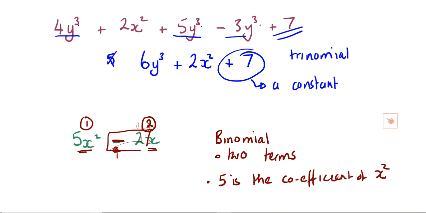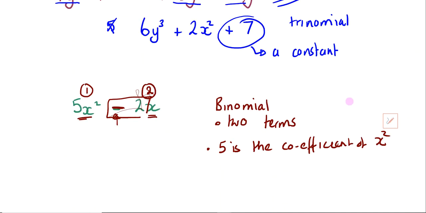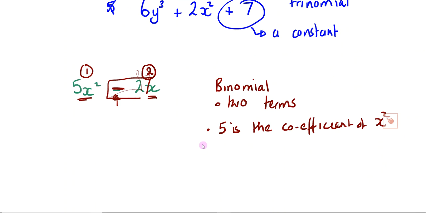So the coefficient is how many x squared you have, or how many x's you have. So the coefficient of x is 2, but because we have a subtract 2x, we can say negative 2 is the coefficient of x. Okay? Because the 5x squared, we have positive 5x squared, we just don't write that. So negative 2 is the coefficient of x.